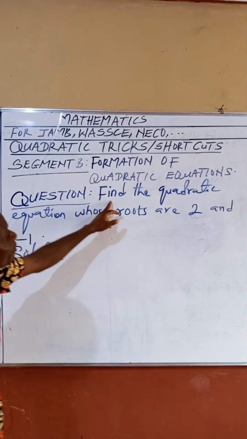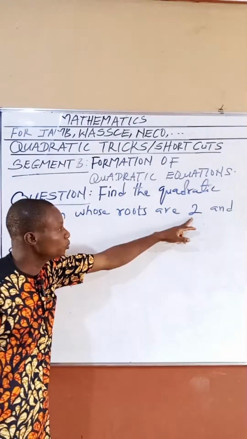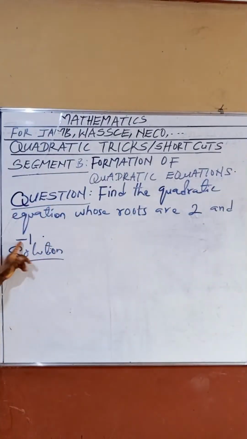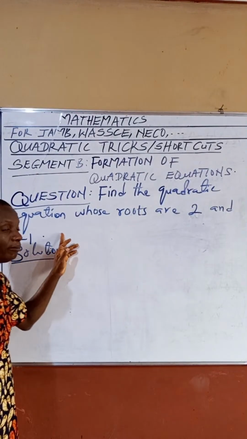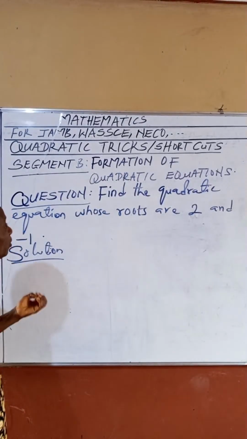Now, we have to find the quadratic equation whose roots are 2 and -1. Quadratic equations usually have two roots when you solve them, but we don't want to solve first. We want to form it before solving. It's better for us.